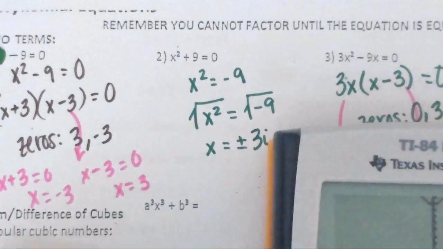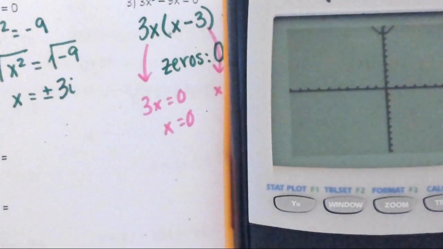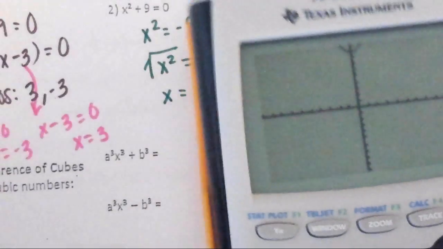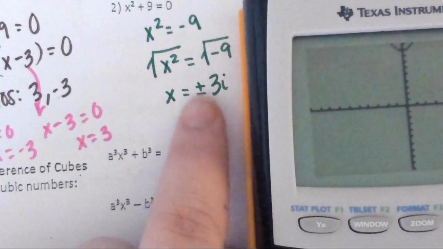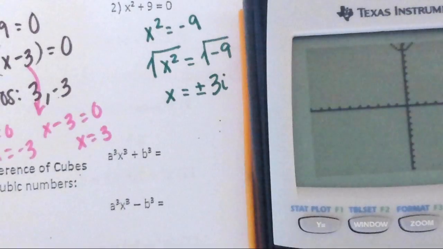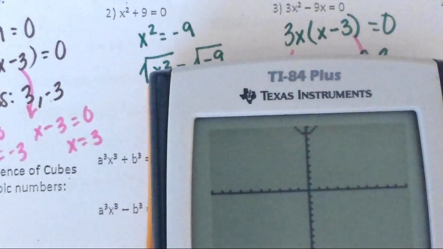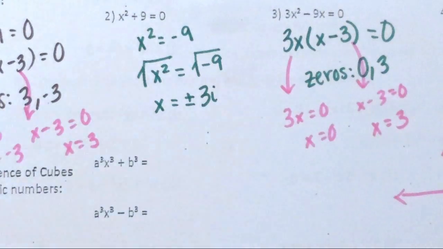I graphed it, and I got real sad. Look, my parabola is so far to the top of my screen, it's nowhere near that x-axis. It does not cross it at all because we got imaginary roots. Those are not real roots. Those are roots, but they're imaginary. So we're not going to cross that real x-axis. It's not going to happen. Okay, we're going to call it on that.